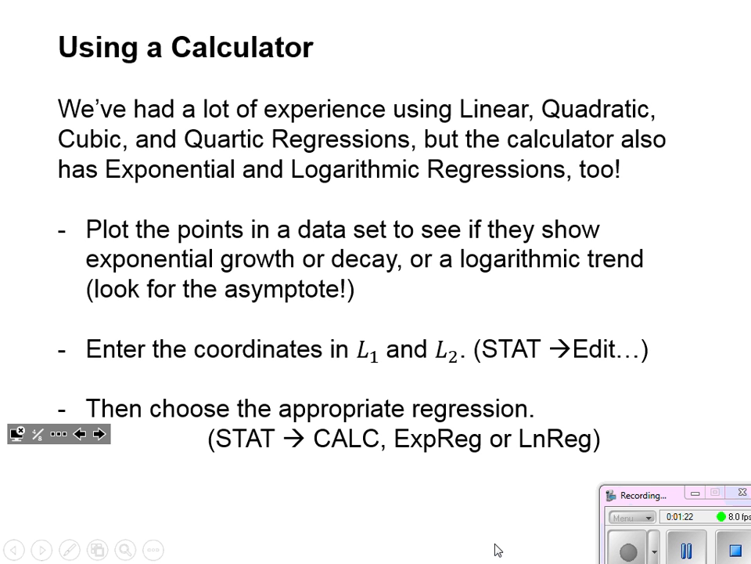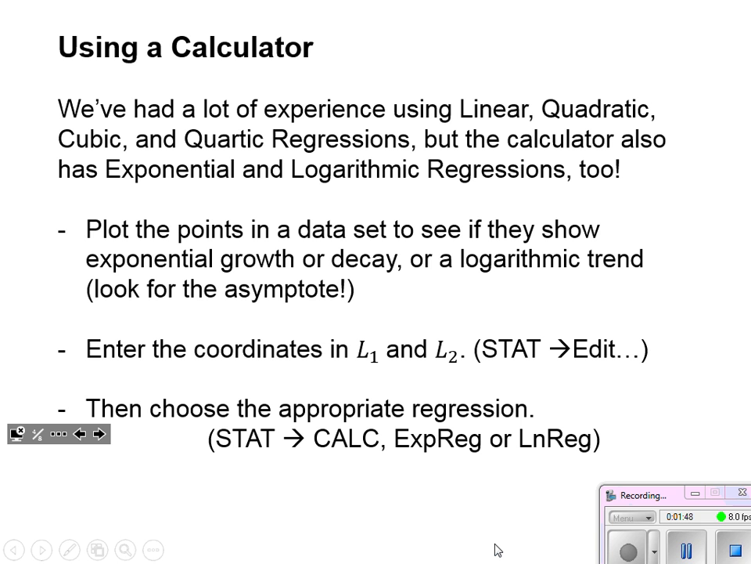We can use our stat plot in the calculator to plot the points and see if they follow a trend that shows exponential growth or decay, or if it's a logarithmic curve, just looking at the dots, how are they situated? And if we can't tell between exponential and logarithmic, look for the asymptote. If it's a vertical asymptote, it's going to be logarithmic. If it's a horizontal asymptote, we can bet that it's exponential.